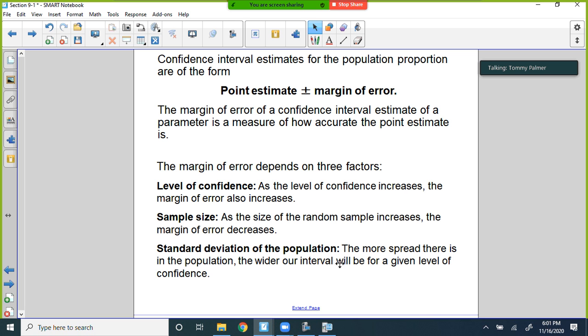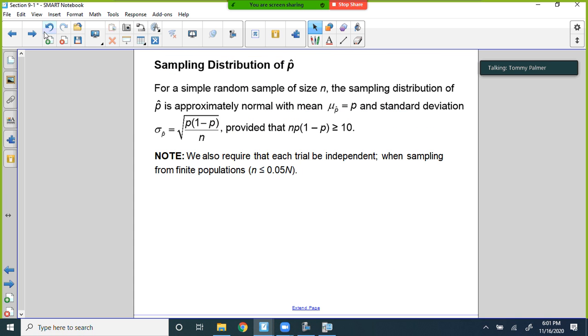And the standard deviation of the population. The more spread there is in the population, the wider our interval will be for a given level of confidence, right? The more spread, the more variability in our data, the wider the confidence interval we'd have. Any questions on that? A lot of theoretical stuff.